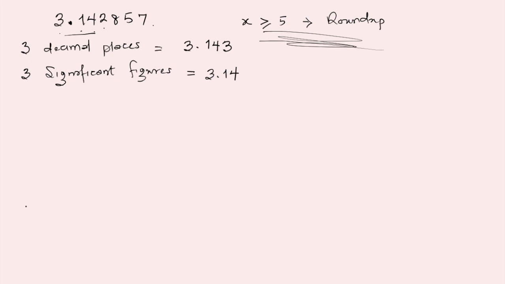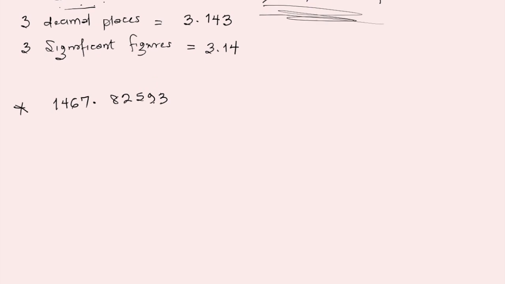If we try rounding other numbers, if we have a number such as 1467.82593, for example. So imagine that you were asked to write this to 2 significant places.